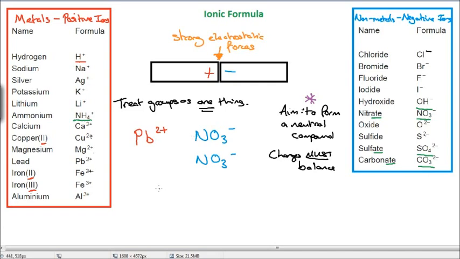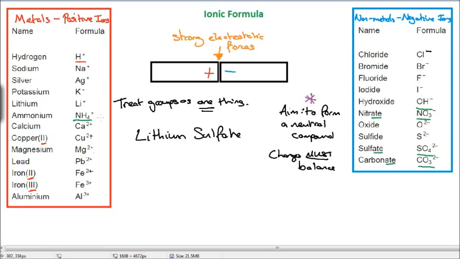So the formula for lead nitrate is going to be Pb NO3, but we've got 2 of them. There's 1, there's 2. So that's going to have to go in brackets because we treat the group as a whole thing, and the 2 is out there. So that's an example of an actual past paper question. Let's take one more final example, and in this one it wants the formula for lithium sulfate. So again, easy as pie.